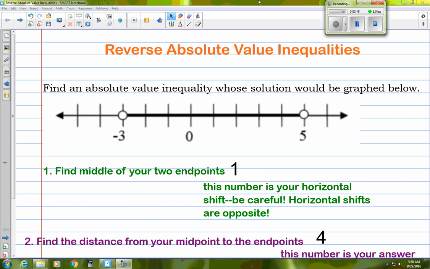little bit of math. Today, we're talking about reverse absolute value inequalities. They're really not bad. It's taking a solution that has been graphed on a number line for you and working backwards to find the absolute value inequality that solved to this solution.